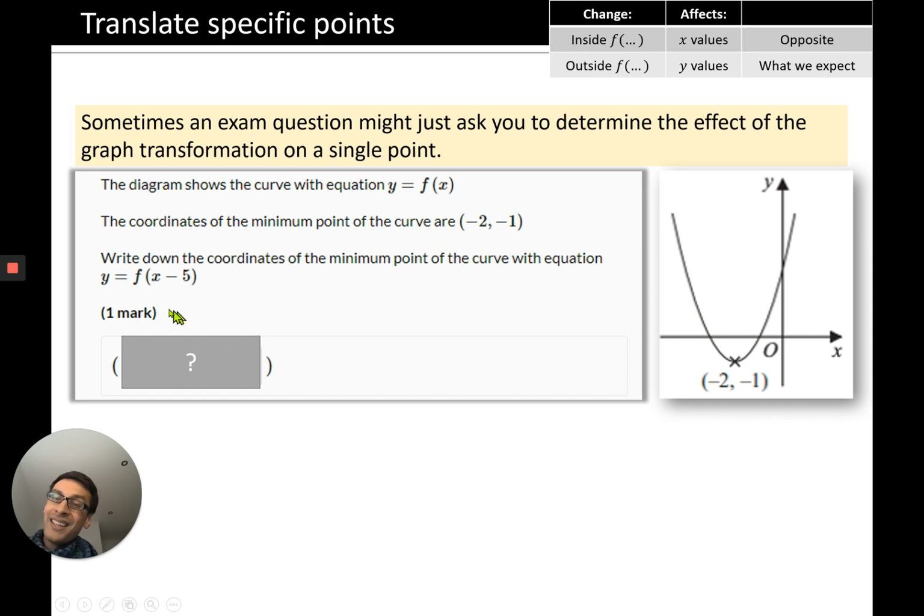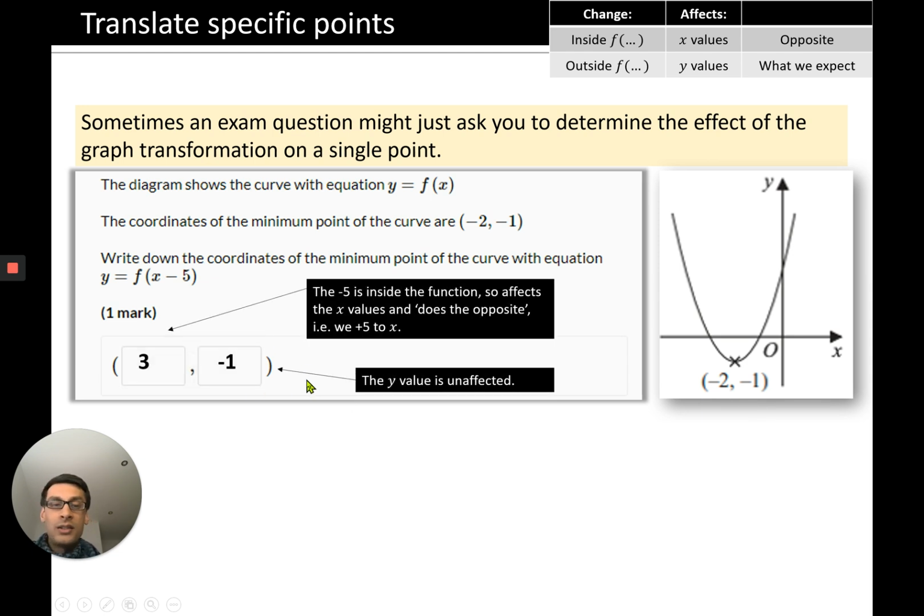I can see it's inside the bracket. So it's going to affect the x value, and you do the opposite. You add 5. So those coordinates there, I'm going to add 5 to my x value, which is -2. So -2 plus 5 gives me 3. The y values stay the same. I think I said -3, should be +3. So it's +3 and the y value is unaffected.